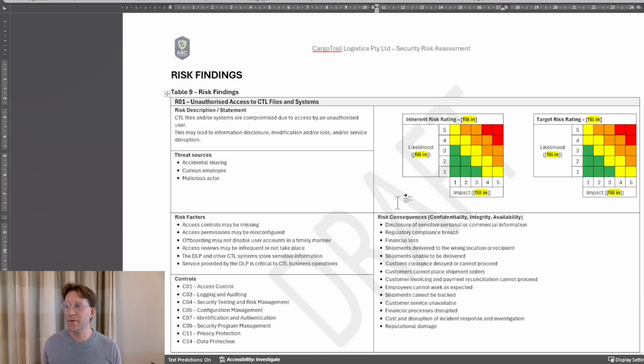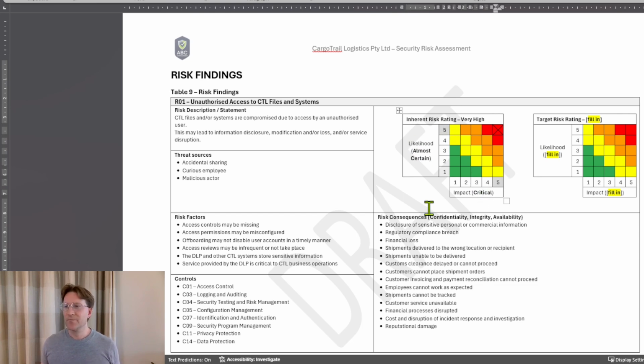Starting out with risk 1, unauthorized access to cargo trade logistics files and systems. I would put it right up in the corner here, where the likelihood is almost certain, level 5, and the impact is critical, also level 5.